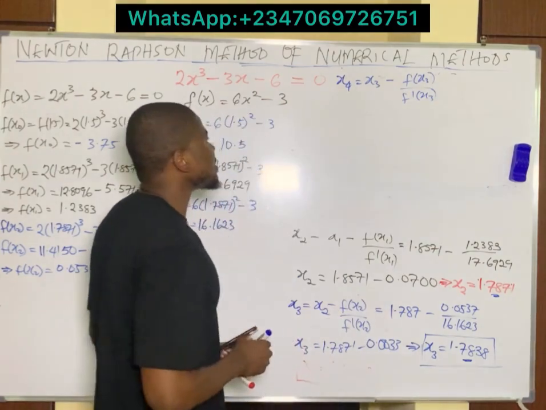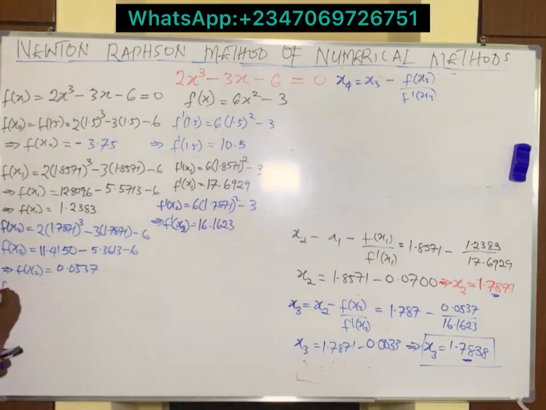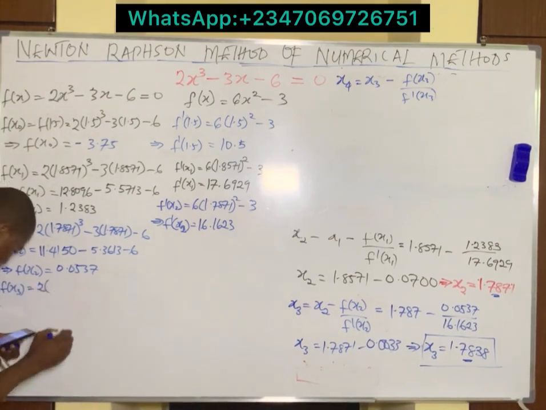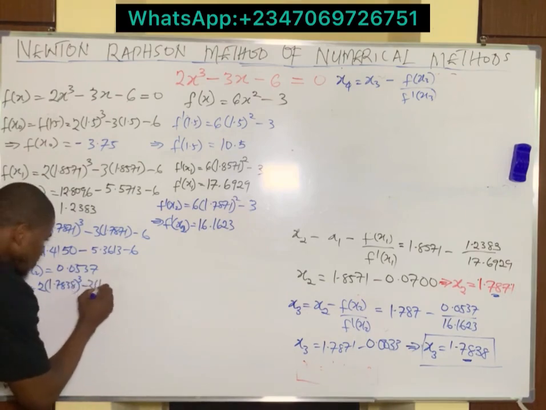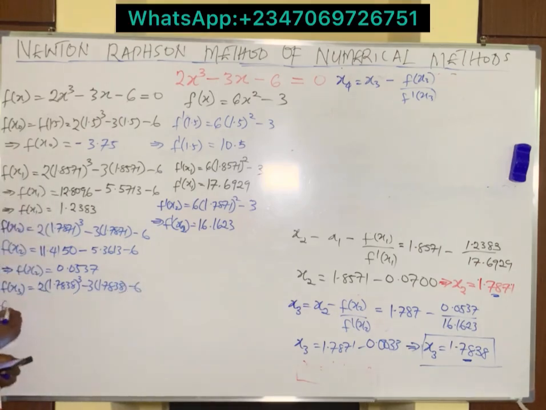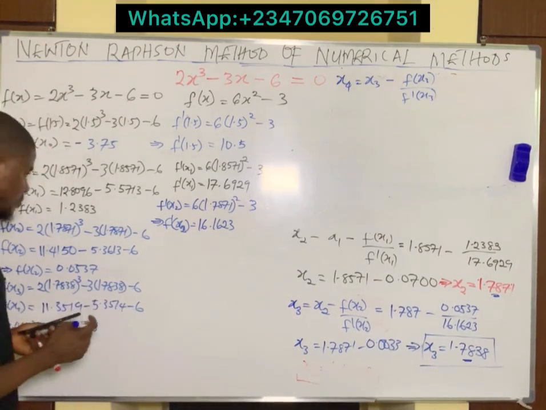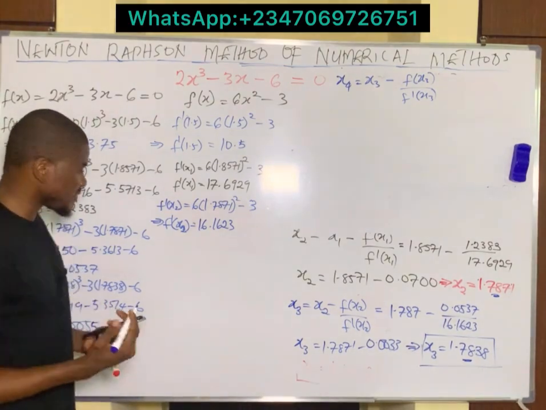So all we need to do now is find the function when x is x3. f of x3 is going to be 2 into x3 cubed, the value of x3 is 1.7838, so 1.7838 to the power of 3 minus 3 into 1.7838 minus 6. Let's evaluate everything together once again. Upon evaluation, we have f of x3 to be negative 0.0055.